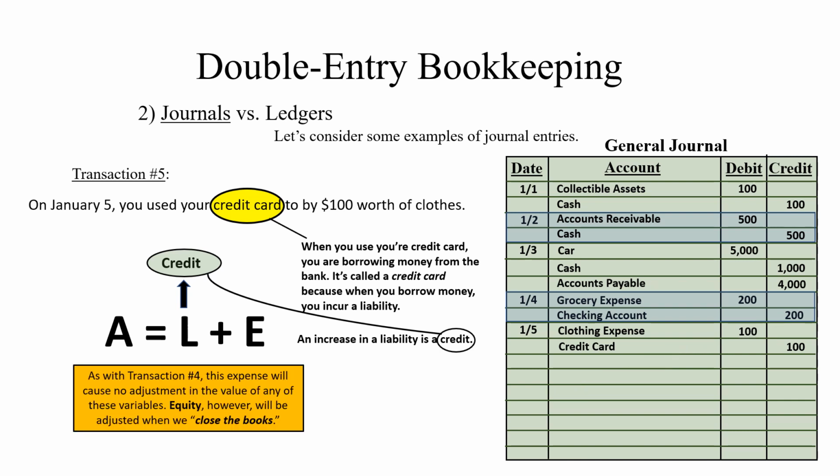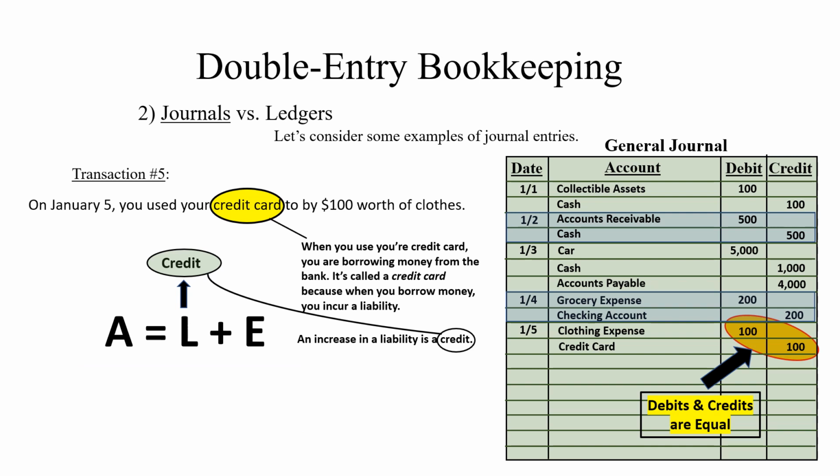This expense on clothing will cause an increase in a liability, but no offsetting adjustment for the time being in the value of any of these other variables in the equation of net worth. But if we're going to keep everything balanced, something in this equation of net worth should have an offsetting adjustment. That will happen when we adjust the equity account when we close the books. Before we go on to the next transaction, let's just check and see if our debits and credits are equal. And indeed they are.